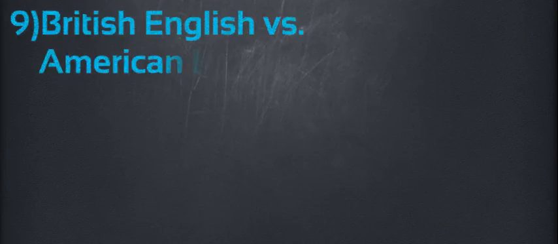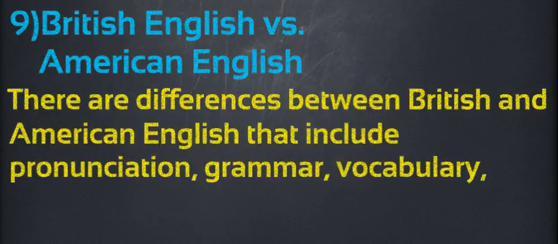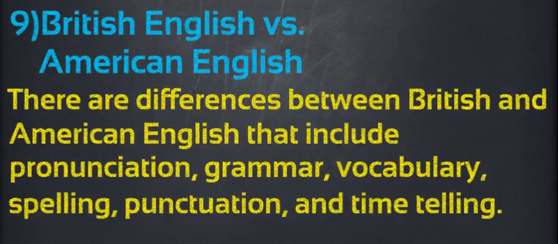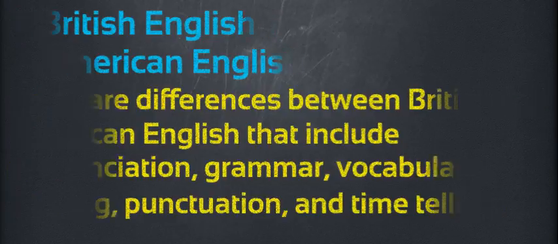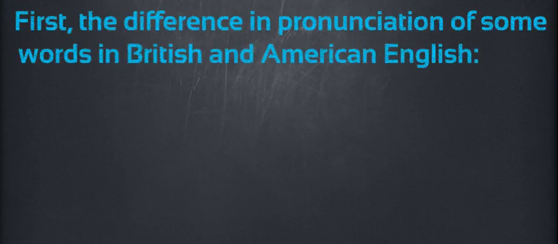British English versus American English. There are differences between British and American English that include pronunciation, grammar, vocabulary, spelling, punctuation, and time telling. First, the difference in pronunciation of some words in British and American English.